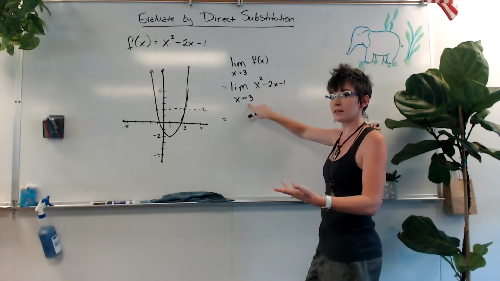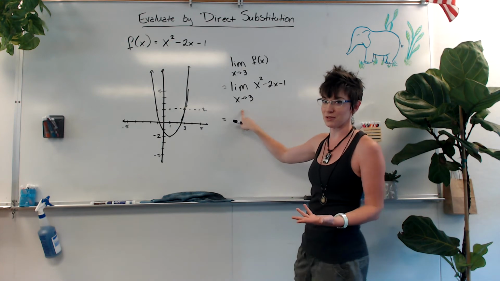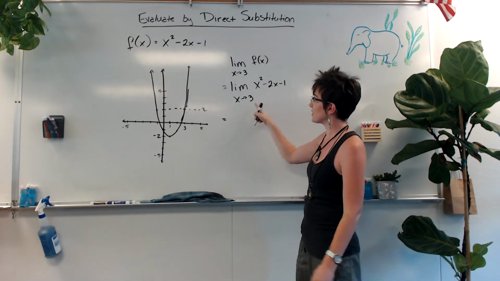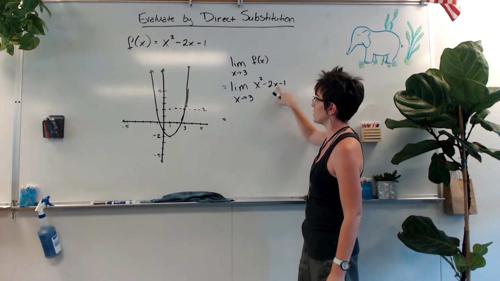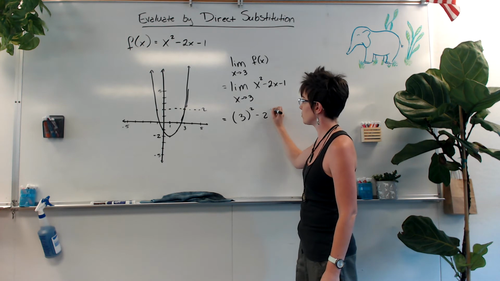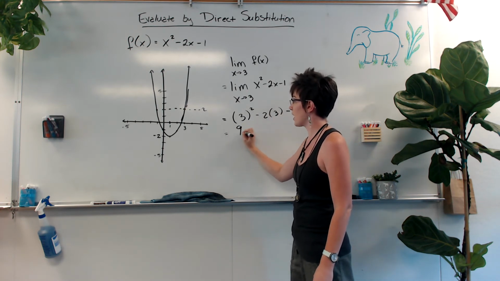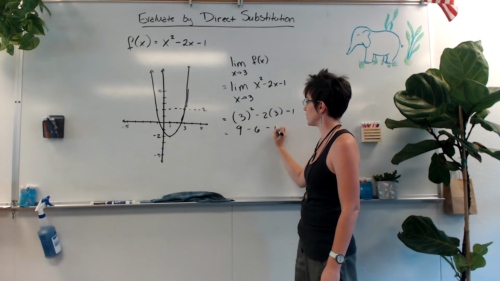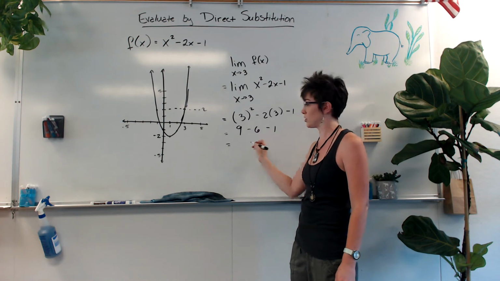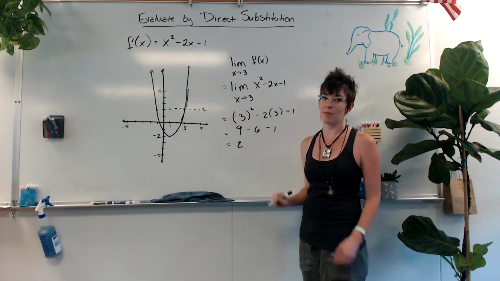When I actually take the limit, I no longer have to write the limit as x approaches 3, because I'm actually taking the limit. So that's a matter of plugging 3 into each one of these x values. So I get 3 squared minus 2 times 3 minus 1. 3 squared is the number 9, minus 6 minus 1, which is 9 minus 6 is 3, and 3 minus 1 is 2. And that's exactly what I expected the limit to be at that point.